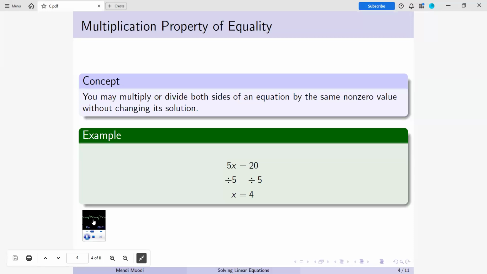Inverse operations are the tools we use to undo everything that's been done to x. It's like algebraic revenge. Someone added 7 to x? You subtract 7. Someone multiplied it by 5? You divide by 5. You're not solving. You are liberating.